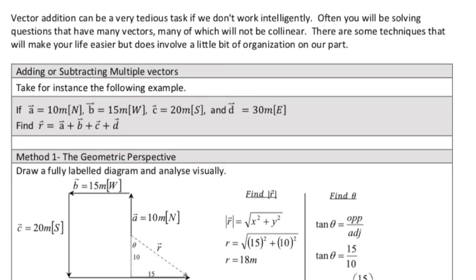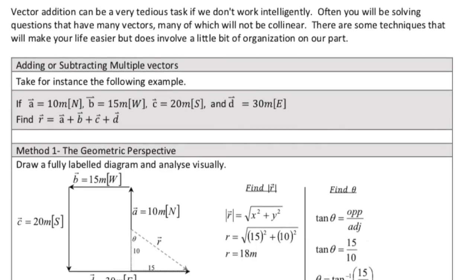Let's take a look at an example of the first type where we actually have a shape that's not going to make a triangle. In this example, we're looking for the resultant of vector A, which is 10 meters north, plus vector B, which is 50 meters west, vector C, 20 meters south, and vector D, which is 30 meters east.